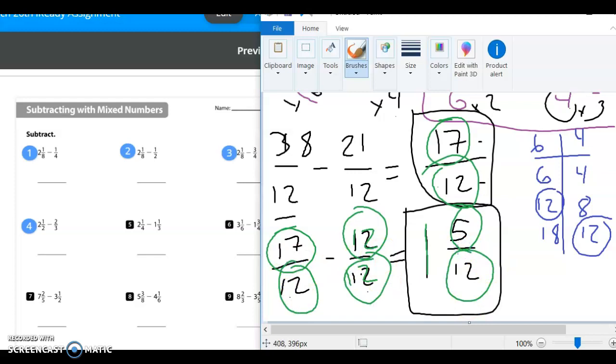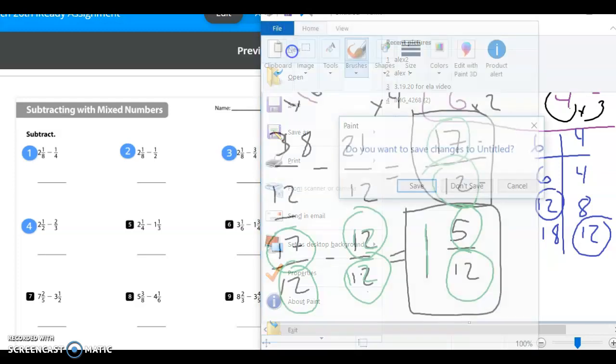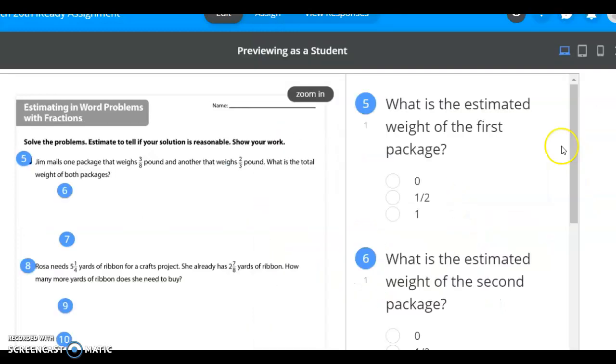Okay, so I hope that wasn't too confusing. Again, if it is, Google subtracting with mixed numbers, and I bet you a fabulous Khan Academy video will pop up. So let's go down to our second set of problems.